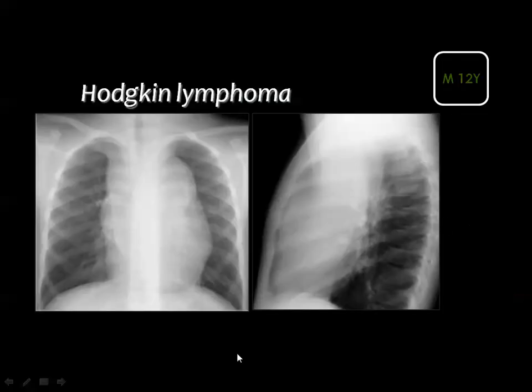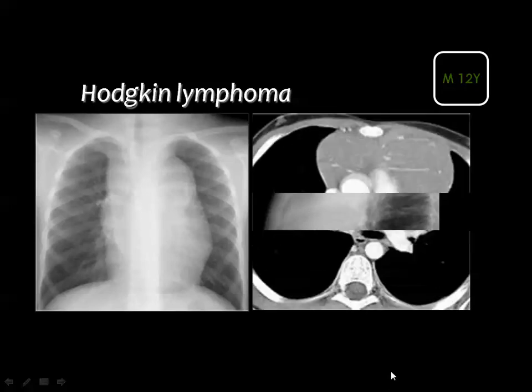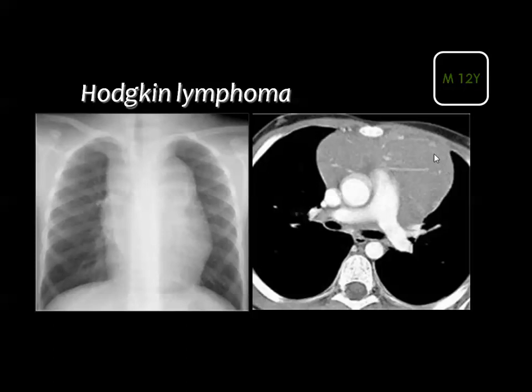And in the plain film, you see broadening of the mediastinal borders, and you see lobulation of the mediastinal margin, and in the lateral view, you can see that big, relatively ill-defined soft tissue mass occupying the retrosternal area. And by CT, you are able to see the mass which is present in the retrosternal area, relatively compressing the pulmonary artery and the aorta, as you can see here.